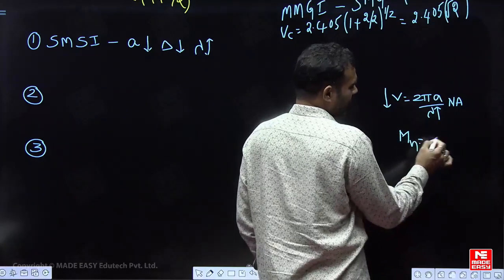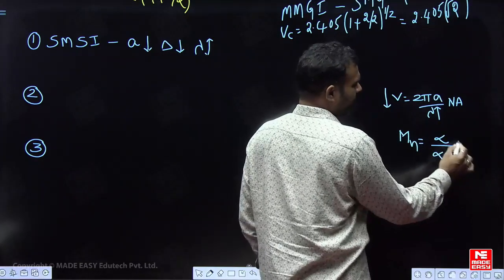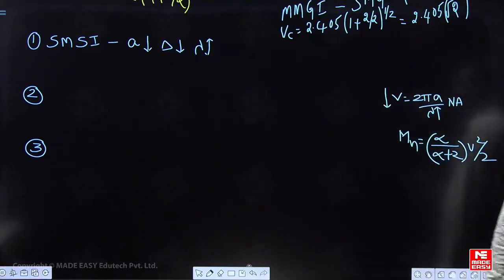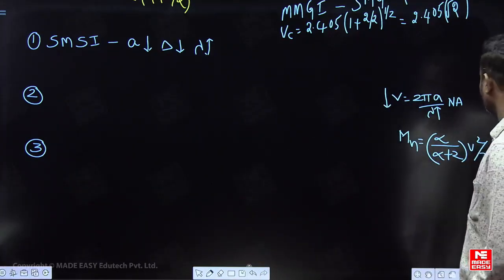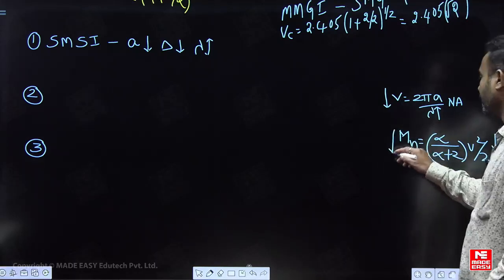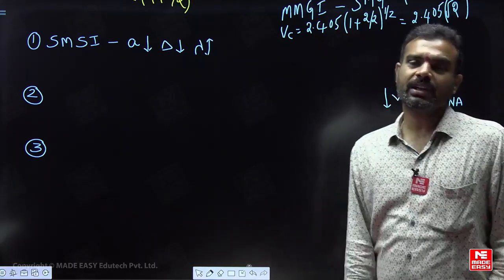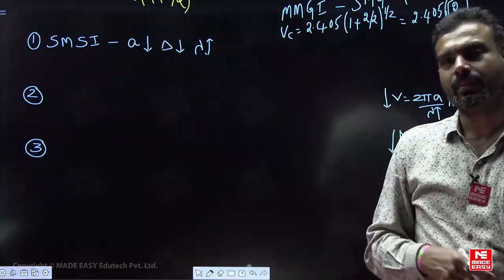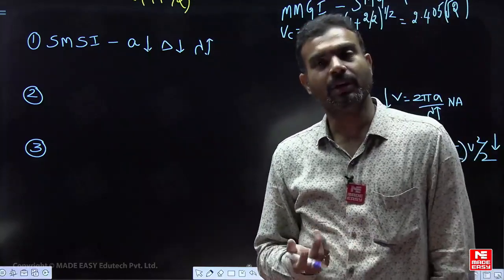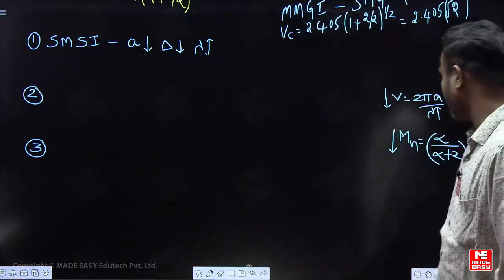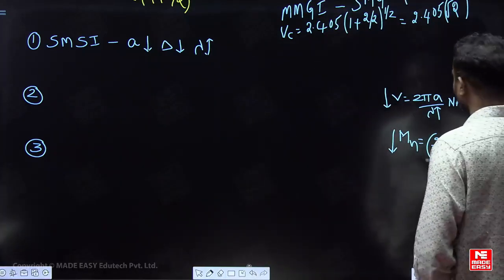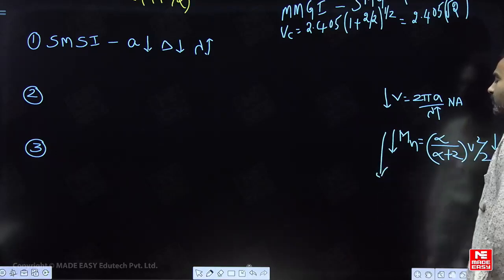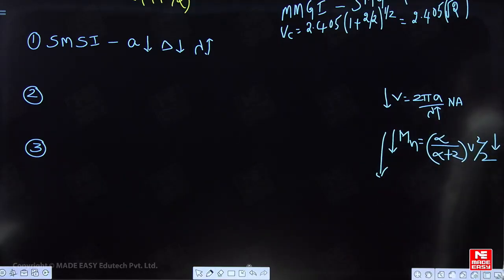Then the number of modes Mn is equal to alpha divided by alpha plus 2 into V square by 2. Observe carefully. If V value is decreasing, the number of modes Mn is also decreasing. Light travels with uniform velocity throughout the fiber. Only one mode is there, travelling with uniform velocity. There is no alternative. So Mn is equal to only one mode, and that travels with uniform velocity throughout the length of the fiber.